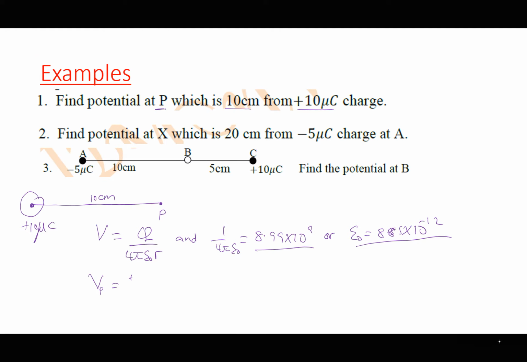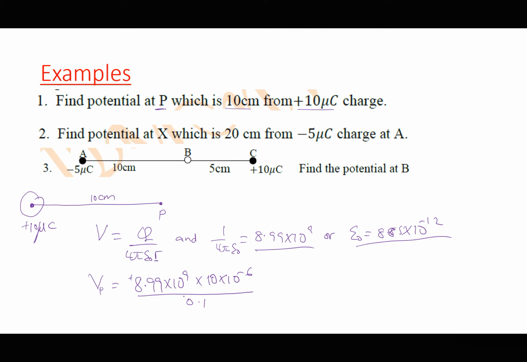So I'm just substituting this expression. Where there is 1 over 4 pi epsilon naught, I'll simply put this. So this will be 8.99 times 10 power 9, times the charge creating the field, which is 10 times 10 power negative 6, divided by the distance r, which is 0.1. People would forget and square this, but that's not necessary for potential.